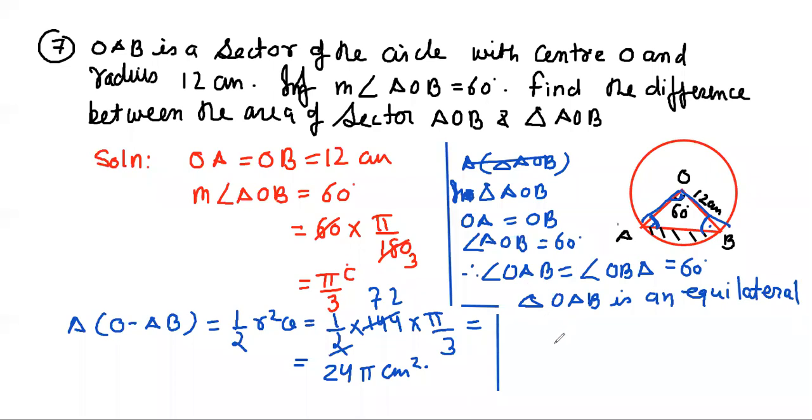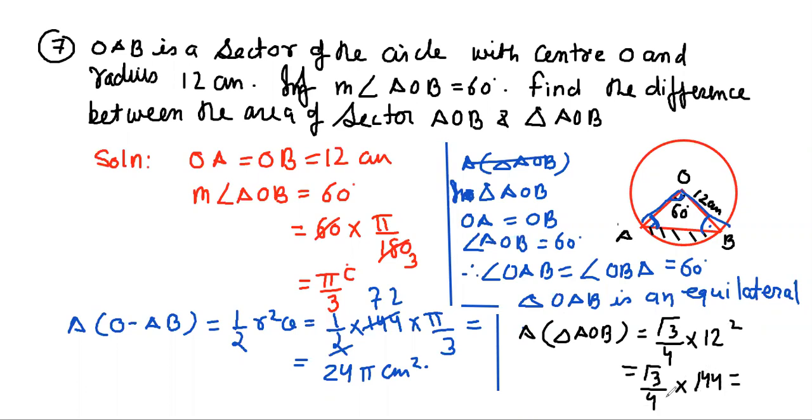Yes, sir. So beta, what is area of equilateral triangle? Can you tell me what is formula for area of equilateral triangle? Root 3 upon 4 into side square. So what is side square? That is 12 square. So I would write down this as root 3 upon 4 into 144. Okay, now I can cancel this by 4. That becomes 36. 36 4s are 144. I would finally write down 36 root 3. Okay, 36 root 3.